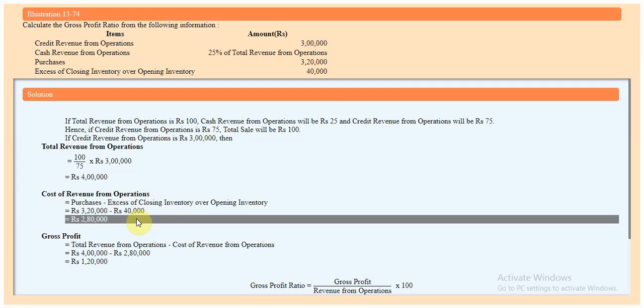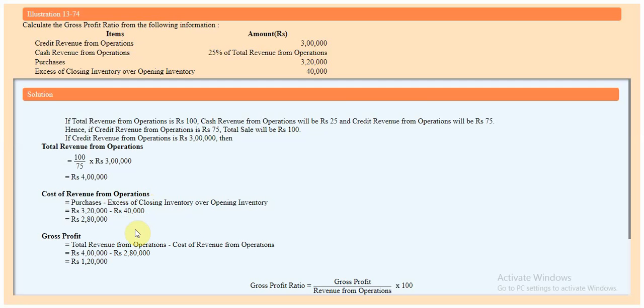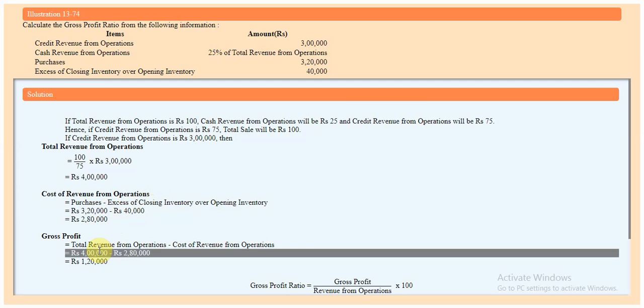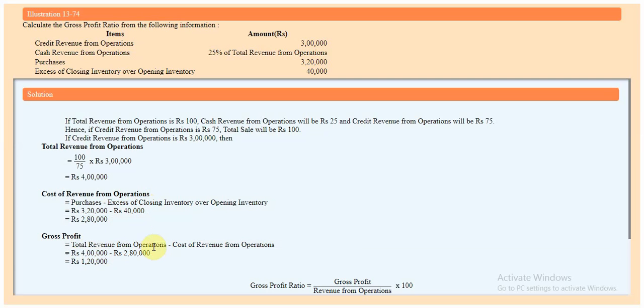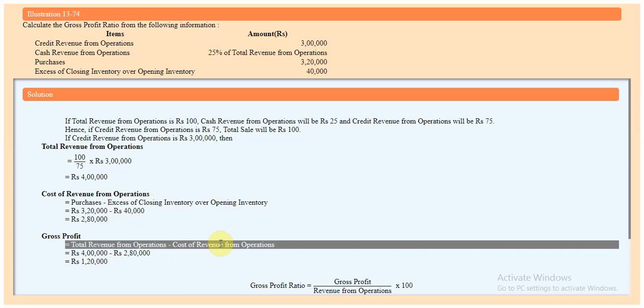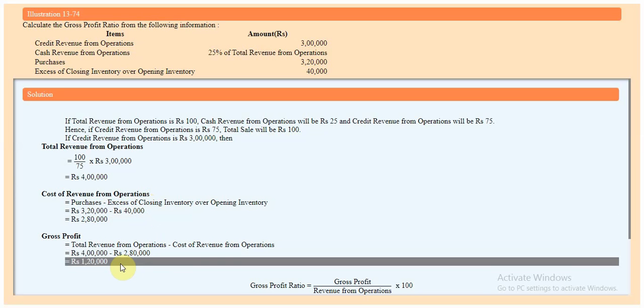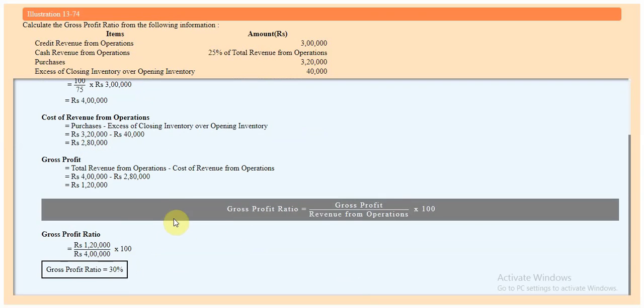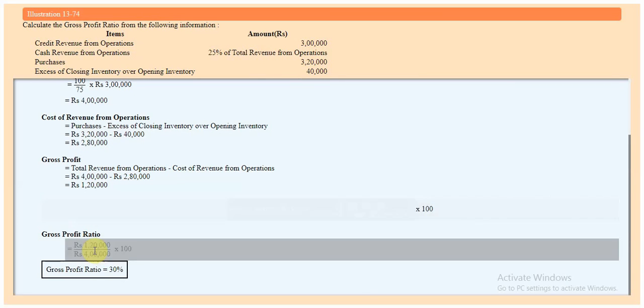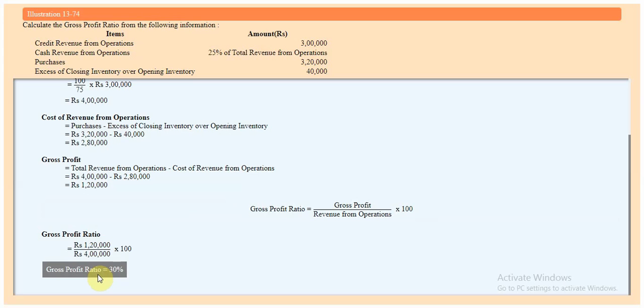We have 2,80,000 as the cost of revenue from operations. Now we can easily find out the GP. GP is what? Total revenue from operations minus cost of revenue from operations. We get GP to be 1,20,000. Substituting all of this into the formula, we get a GP percentage of 30%. So GP percentage in this question, the answer is 30%.